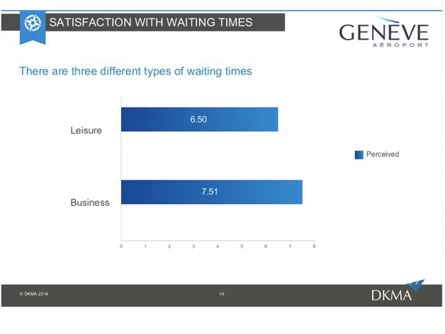The perception of your queue will be very different depending on different passenger profiles. To illustrate that, this is a study we did last year for Geneva Airport, who was looking to try to understand how to optimize their security queues. And so we did a survey for them where we asked passengers after security to tell us how much time they thought they had waited in security. What was interesting is that leisure passengers said that they thought they had waited 6 minutes and 50 seconds in security. So not that long.